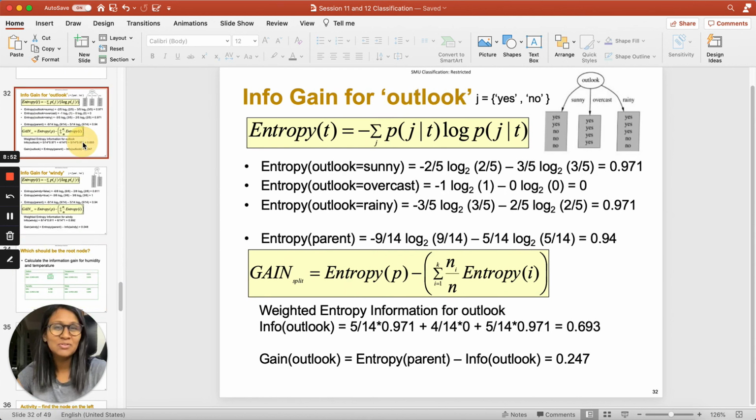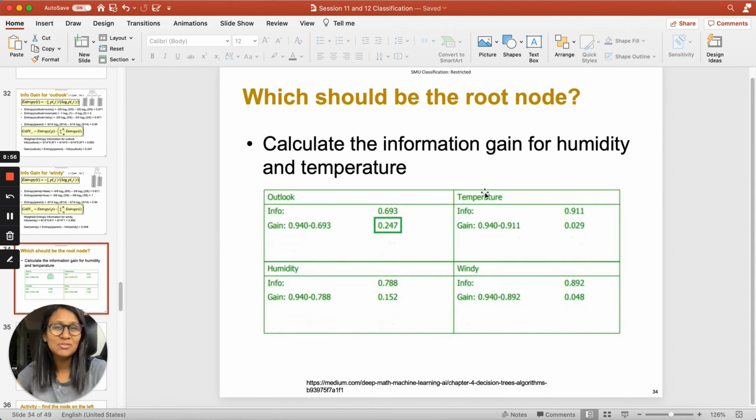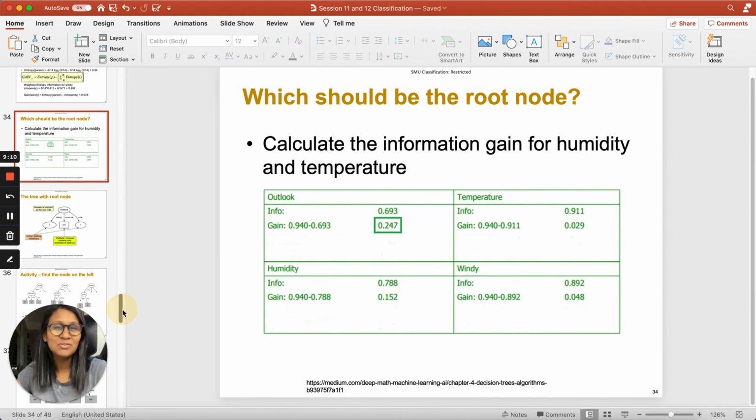Here we calculated for outlook, and we need to do the same for temperature, windy and humidity. And you can calculate the information gain from all of these, and you will find out that the information gain from outlook is the maximum, and that is why the root node will be outlook. So I want you to go and try these out on your own, and then when you come to class, we are going to go over an example in an Excel file and continue to practice on this concept.